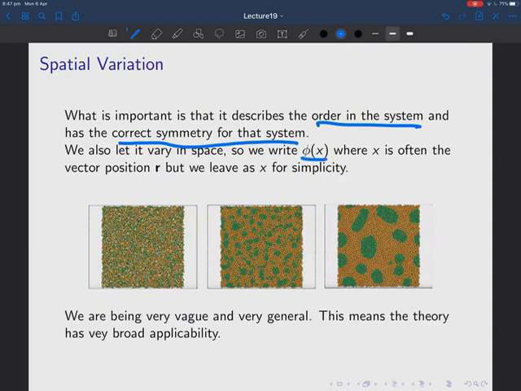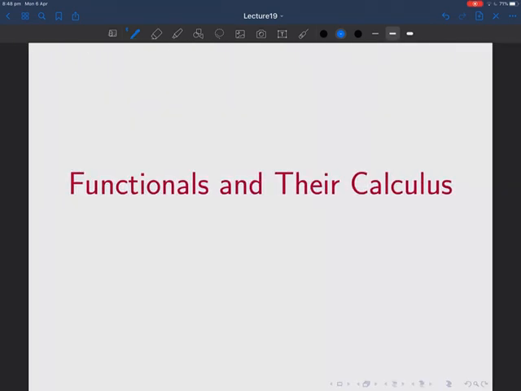We can also let our order parameter phi vary in space. So it varies as you go around the place. The order parameter here is different than the order parameter there. And x is often a vector position, but we're going to leave it as x just for simplicity. As I say, we're being very vague and very general. This means the theory we're going to present has very broad applicability. It's not confined to some particular system like nematic systems or magnetic systems or phase separating density systems.